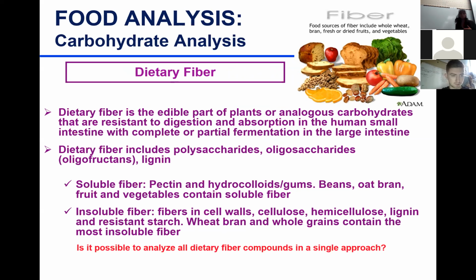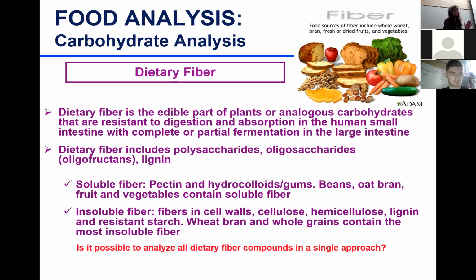So these are plant components that are non-digestible. They can be carbohydrate or carbohydrate plus lignin. So they are polysaccharides, oligosaccharides, and lignin. Lignin is not a carbohydrate, but it is a plant material that is non-digestible, thus it belongs to the dietary fiber component. We have soluble fiber and we have insoluble fiber.